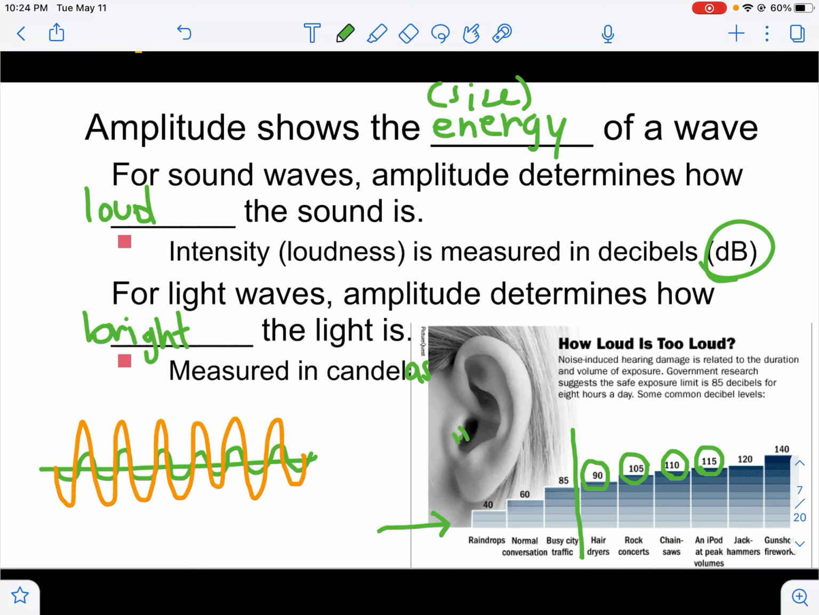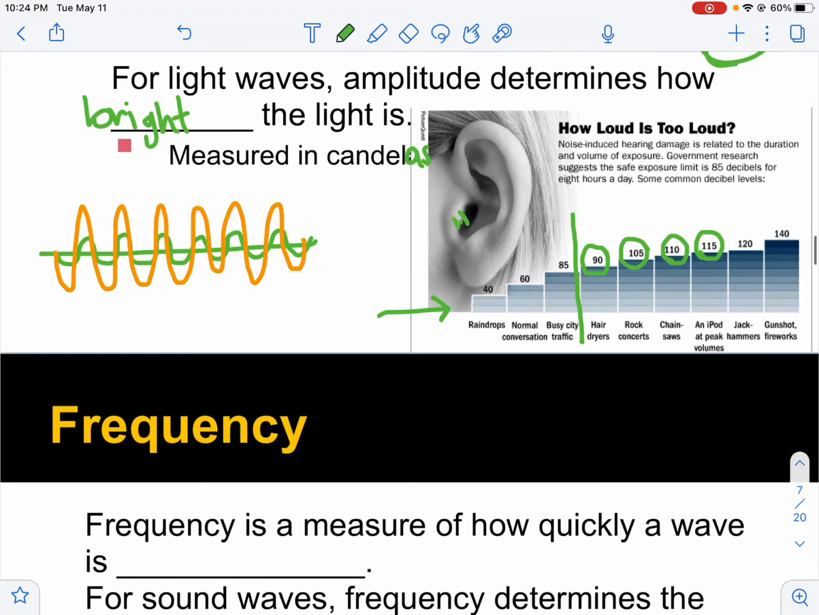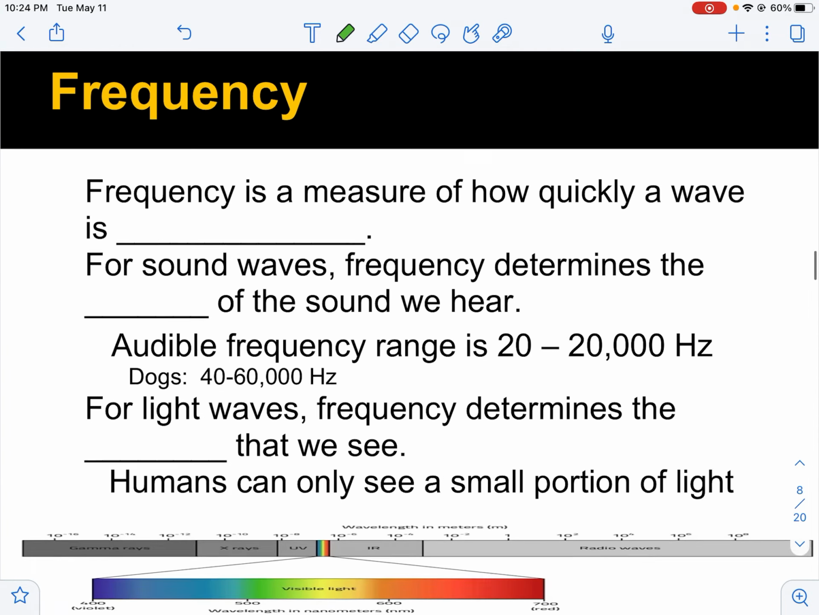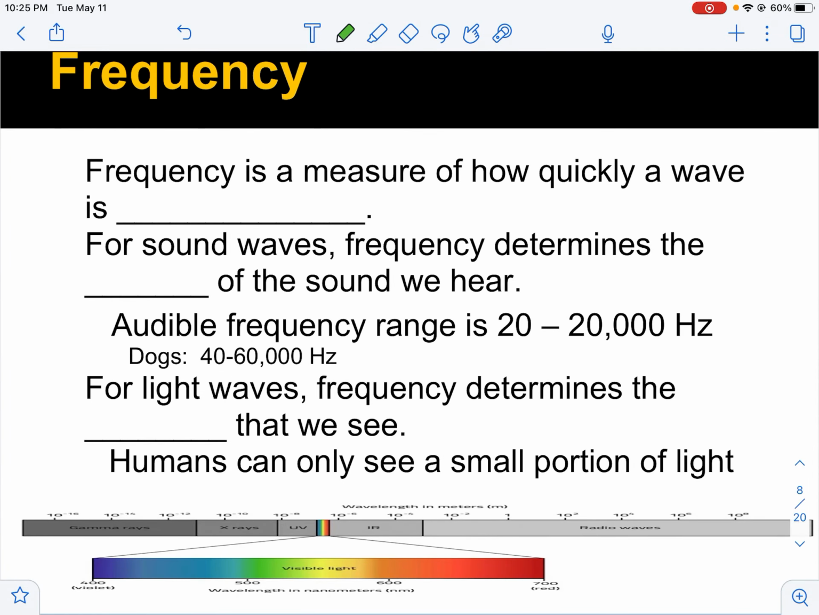There's little hairs, like I said, in those ears, and the stronger they get knocked over, the less likely they are to respond again later on, and that damage is permanent or semi-permanent. Okay, you can pause here, or you can move on with me. Okay, moving on, for our last slide of today is the frequency.